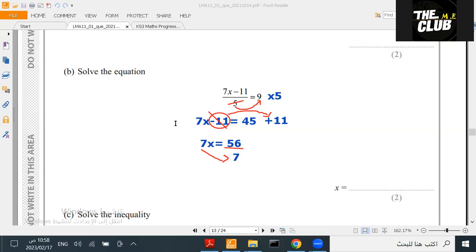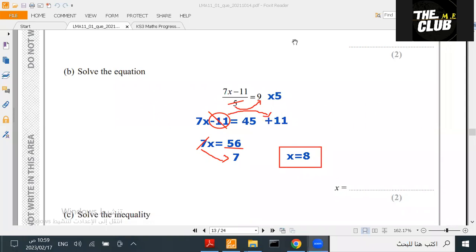I moved the 7 to the other side, so x equals 56 divided by 7, meaning x equals 8. That's the idea of this question. You have to focus on the steps and show your work. Again, first I took the 5 multiplying, which gave 45 times 9, and then I have 7x minus 11. I moved the minus 11 to the other side as positive 11, giving 45 plus 11, which is 56. Then I moved the 7 as division, so x equals 56 divided by 7, meaning x equals 8, and this is the final answer.